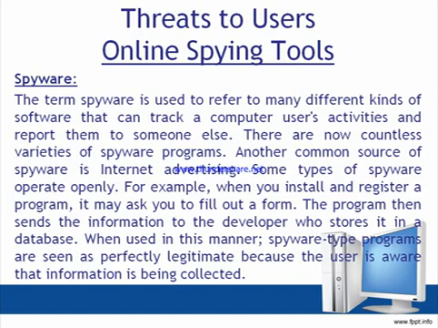Some types of spyware operate openly. For example, when you install and register a program, it may ask you to fill out a form. The program then sends the information to the developer, who stores it in a database. When used in this manner, spyware type programs are seen as perfectly legitimate because the user is aware that information is being collected.